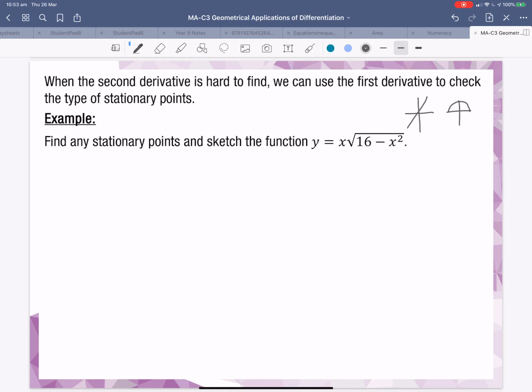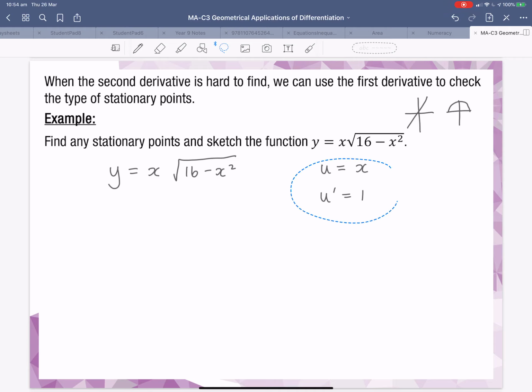So once again, we've got a function of x multiplied by another function of x, so it's going to be the product rule again. So x root 16 minus x squared. We've got our first function, u, is just going to be x, and du is going to be 1. Just move those over.